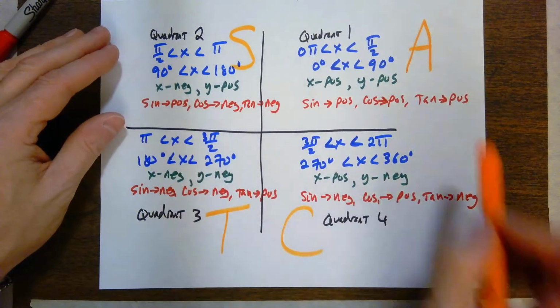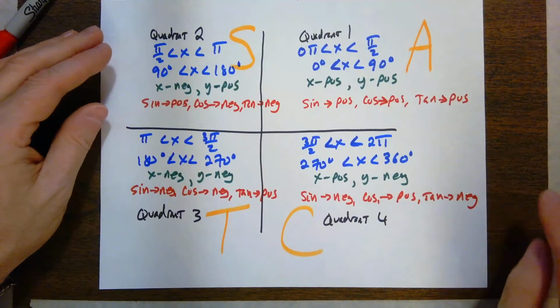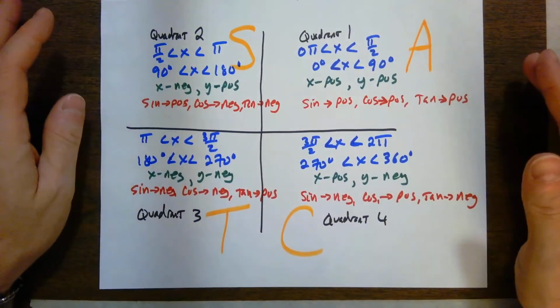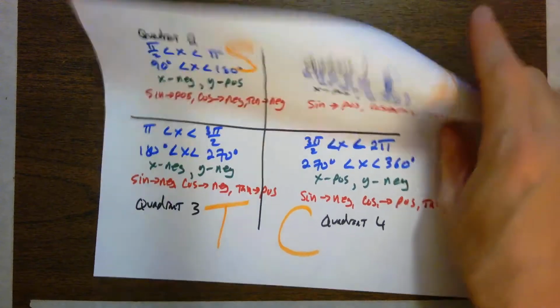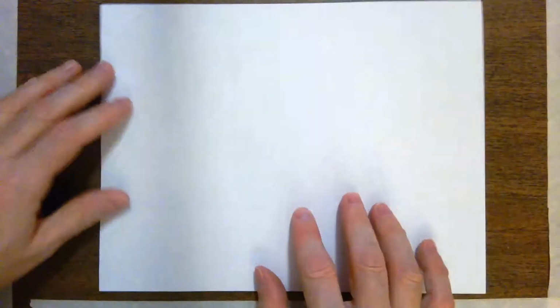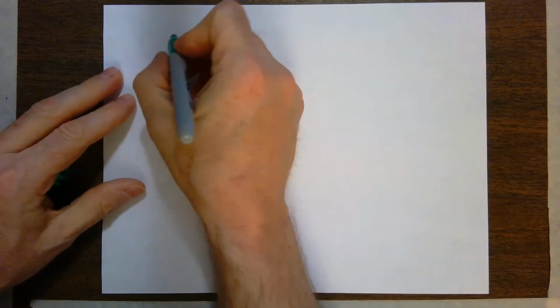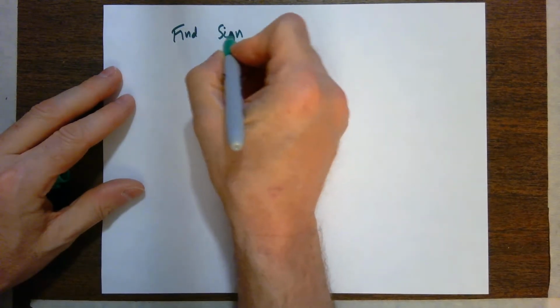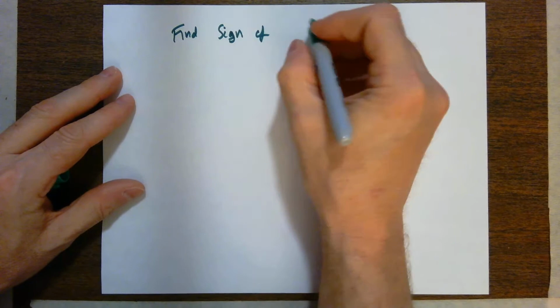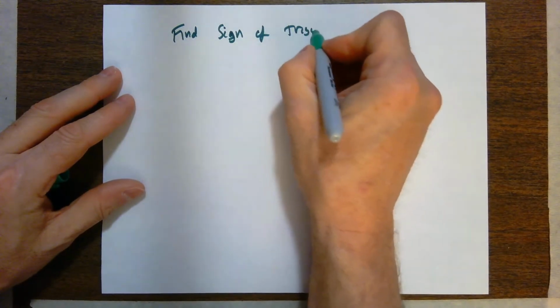All right, so good thing to look at, to think about. Let's put this to the test now. I'd like to give you some angles, and all I want you to do, we're going to test some angles here, and I want you to tell me, would these be positive or negative? So I want to find the sign of the trigonometric function.